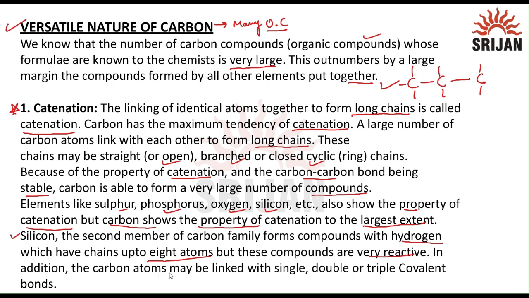In addition, the carbon atoms may be linked with single, double or triple covalent bonds with each other. That means a carbon can be covalently bonded to a carbon by a single bond, or a carbon can be double covalently bonded to a second carbon, or they may also have a triple covalent bond between them. Hope this is clear to you.